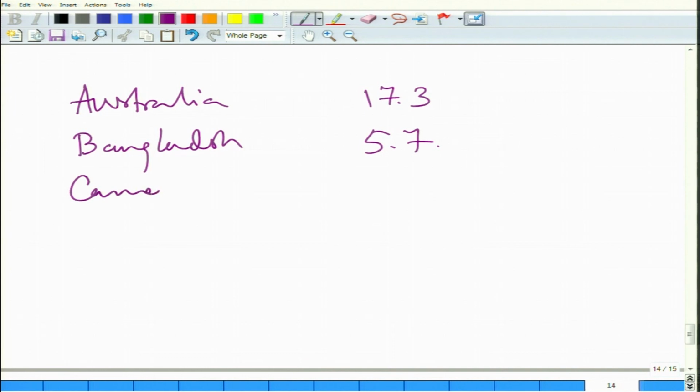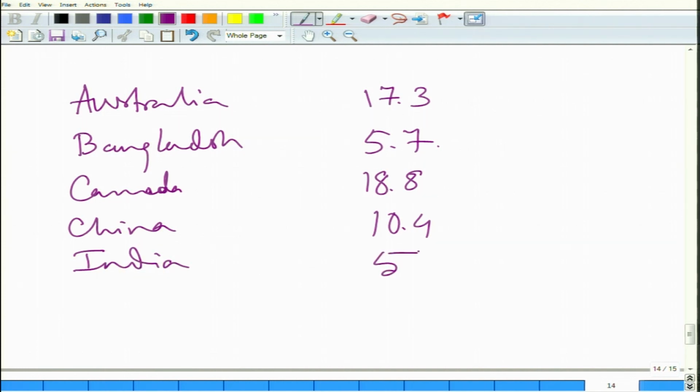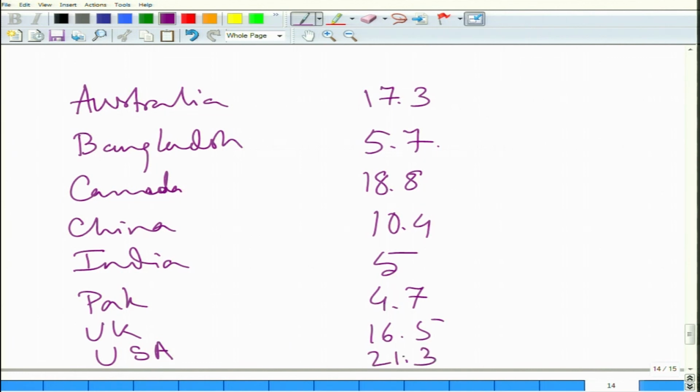In Canada, 18.8. China, 10.4. India, 5. Yeah, even lesser than Bangladesh. Pakistan, very close to India, 4.7, where USA and UK are pretty high. UK is 16.5 and USA is 21.3. So you get a broad idea about how we are doing in terms of the macroeconomic or microeconomic perspective, with developing and developed countries from different regions: USA, the European countries, the Southern Asian countries, and then China.